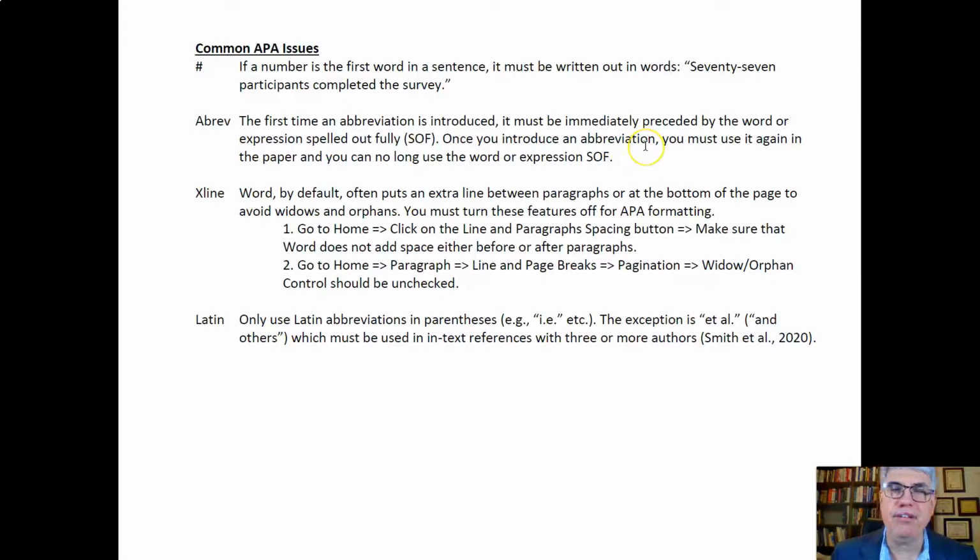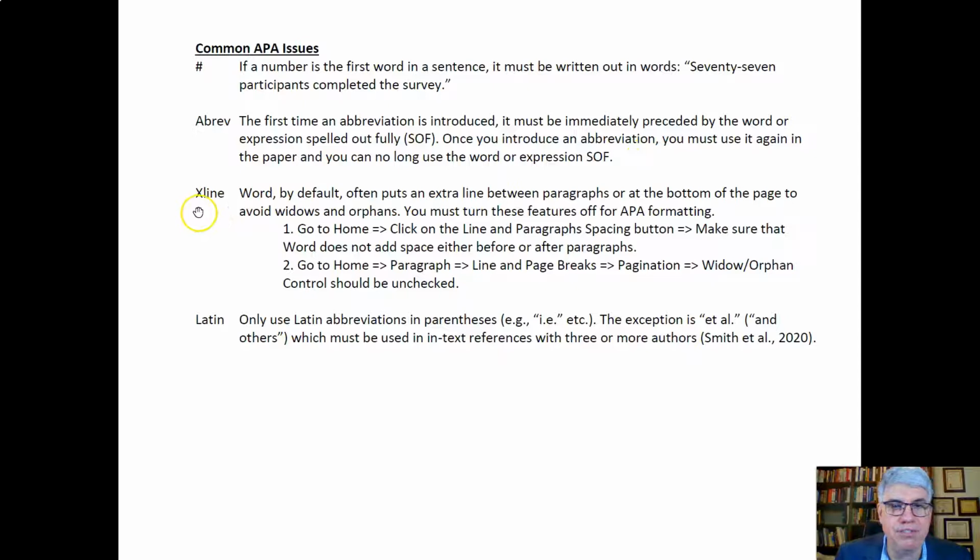You can't alternate between the expression and the abbreviation. Another reason is that it's just a pain for the reader because they might not remember what SOF is. And it doesn't cost much to type out spelled out fully, and it just helps the reader. Now, occasionally you'll use an expression so often, like in every other line for page after page, that it is better to have an abbreviation, but only in that case. Normally, don't use abbreviations in APA format unless you really need to.